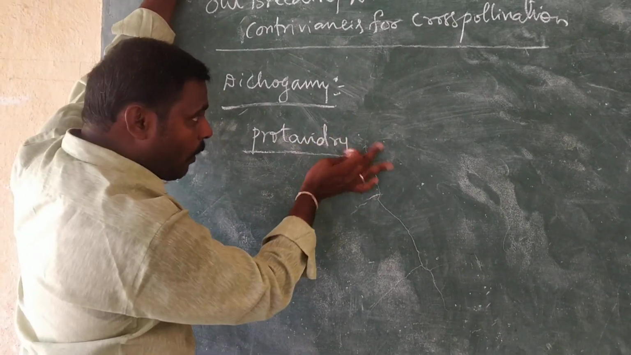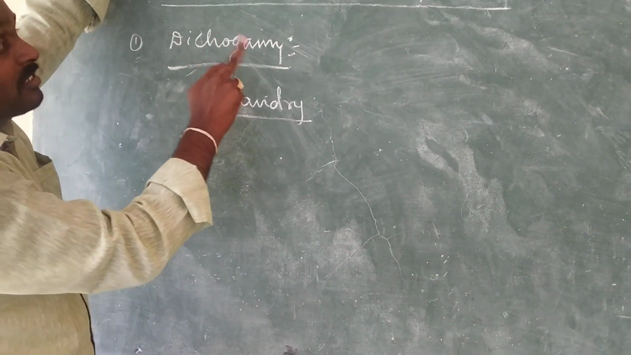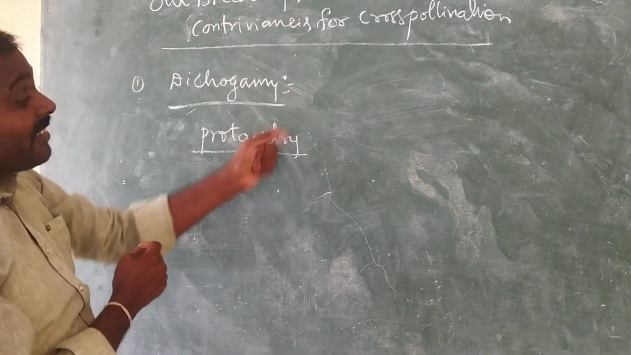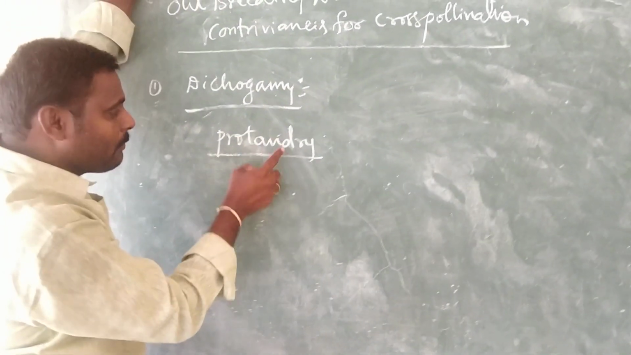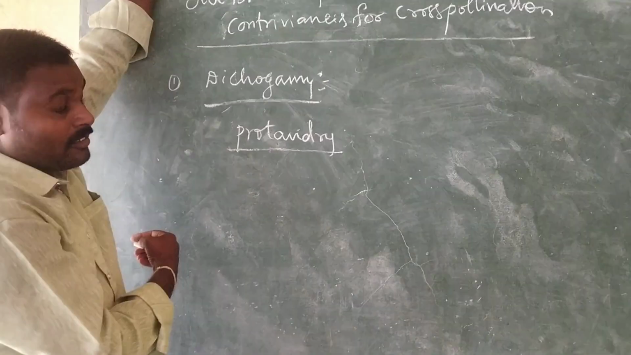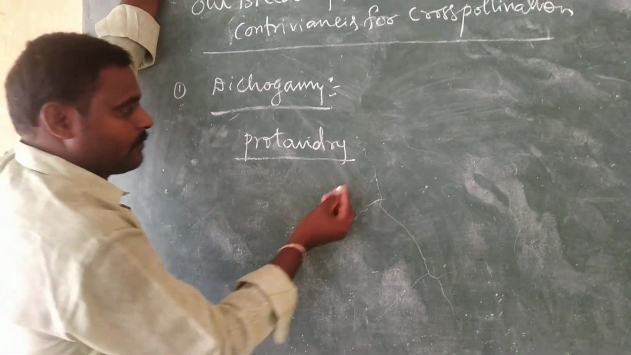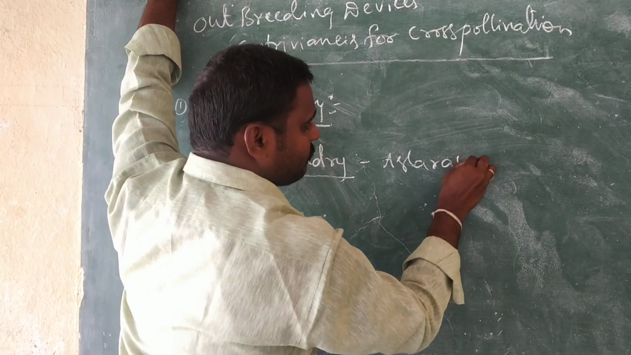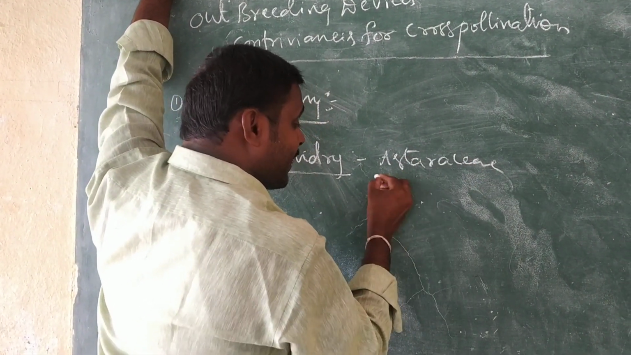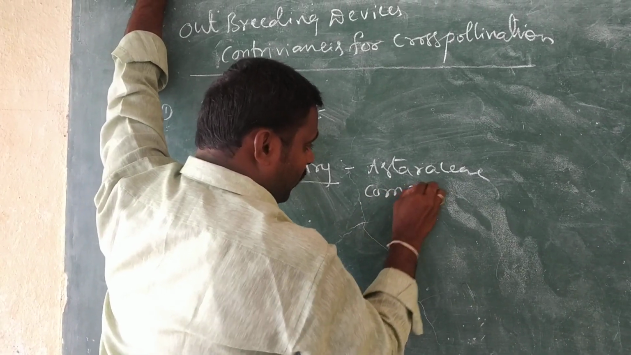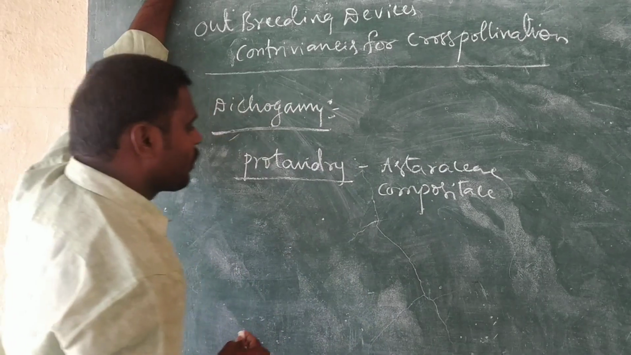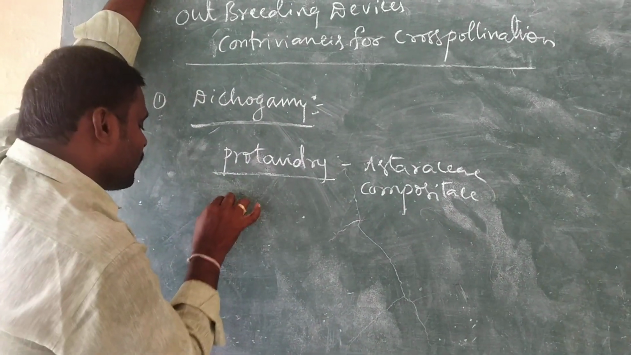So it avoids which one? Self-pollination, but it facilitates which one? Cross-pollination. So that's what it is encouraging. In which members can we find protandrous flowers? In the members of family Asteraceae, another name for this being Compositaceae. Asteraceae or Compositaceae. And the other one is protogyny.